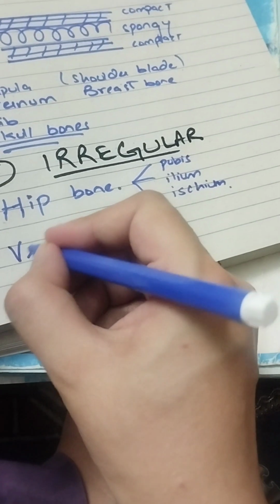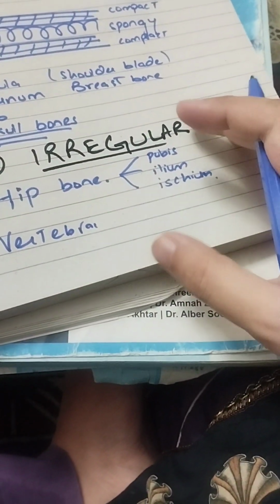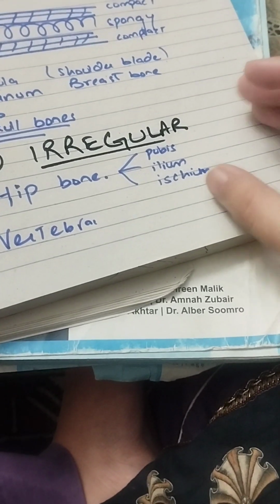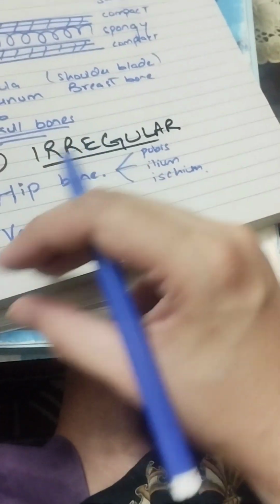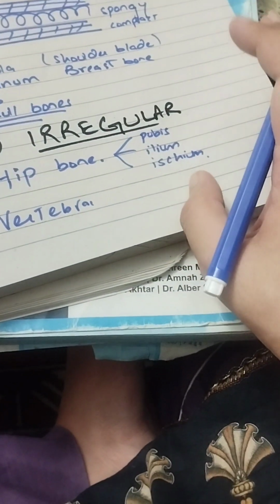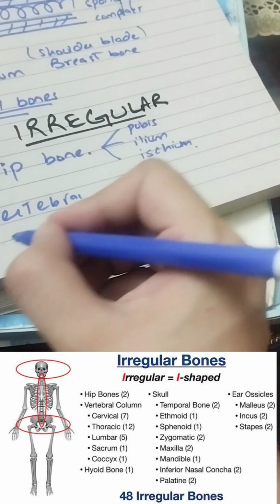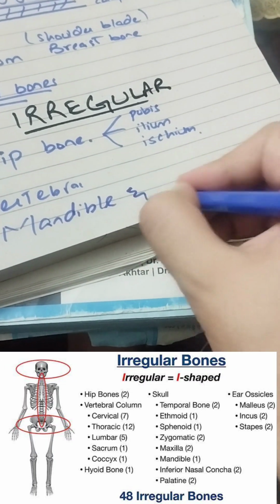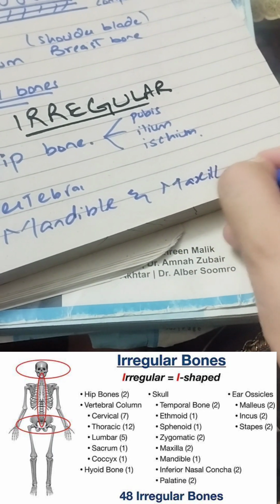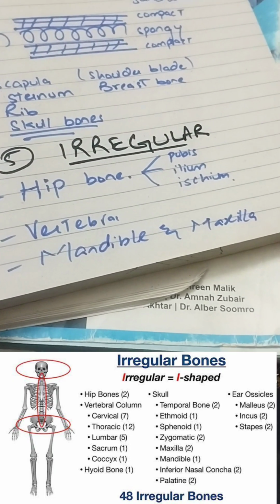Then your vertebrae, each vertebral body is actually different. The vertebral bodies in the cervical region are different from those in the lumbar, and those in the thoracic and those in the sacral and coccygeal region, they're all different, they look different. So they are so irregular that we put them into the irregular classification. Similarly, your mandible and maxilla within your head, and your sphenoid bone within the head, are examples of irregular bones.